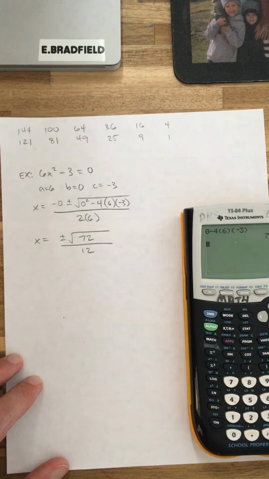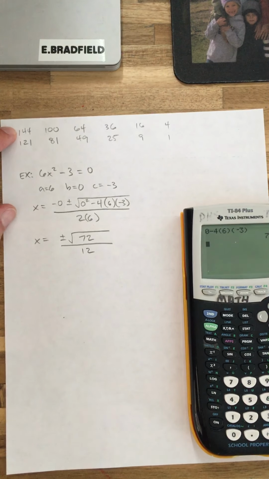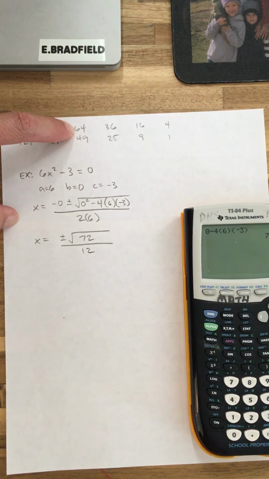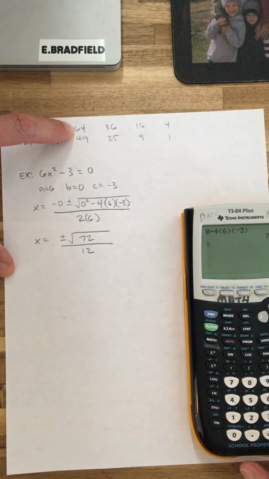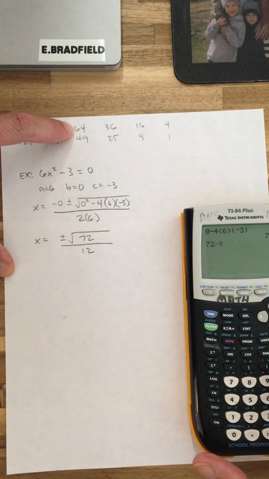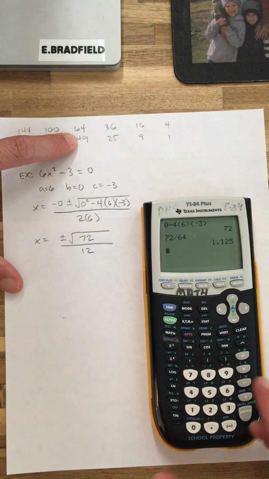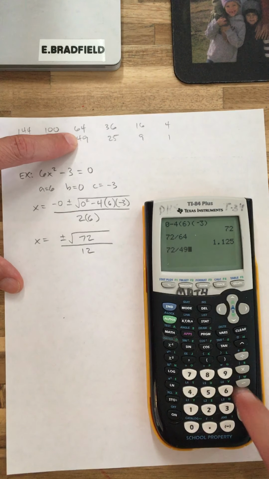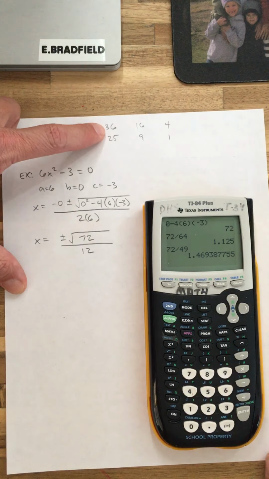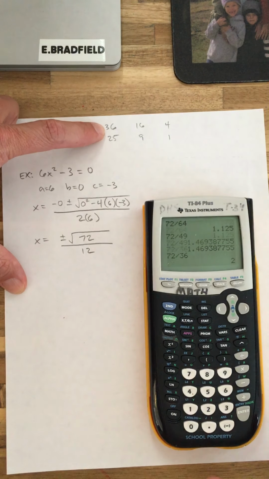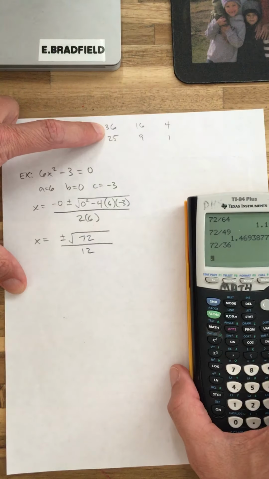So what am I going to divide 72 by? Start with 144. Too big. 121. Too big. 100. Too big. 72 divided by 64. We got a decimal. That's not going to work. Try 49. Nope, decimal. Try divided by 36. I got a good feeling about this one. Yeah, it's 2. Look at that.